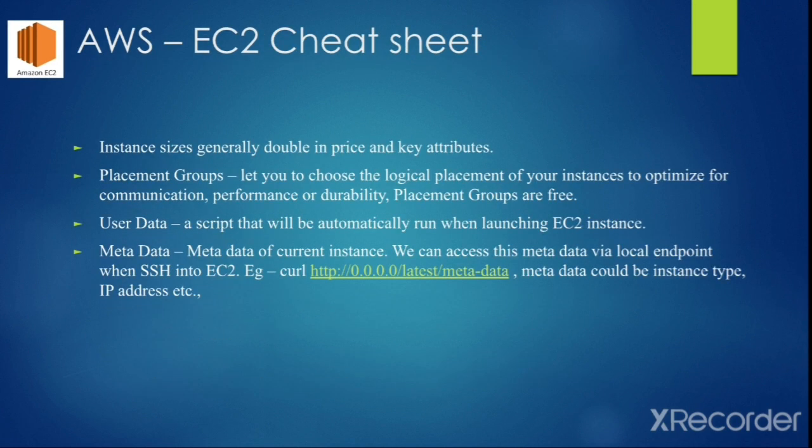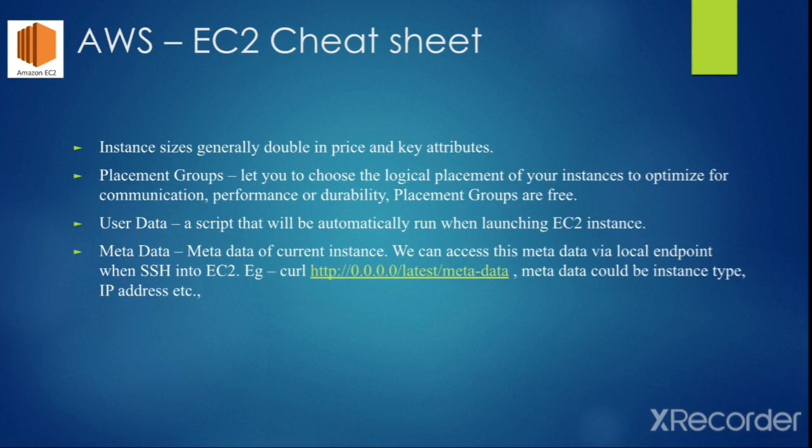The instance size generally doubles in price and key attributes, so make sure that when you increase your instance size, it will double the price as well. So if you want to increase it, just make sure to check the price details and the key attributes as well. And placement groups let you choose the logical placement of your instances to optimize for better communication and performance or durability. And this is actually a free thing. For placement groups, you don't need to pay a single penny from your pocket.